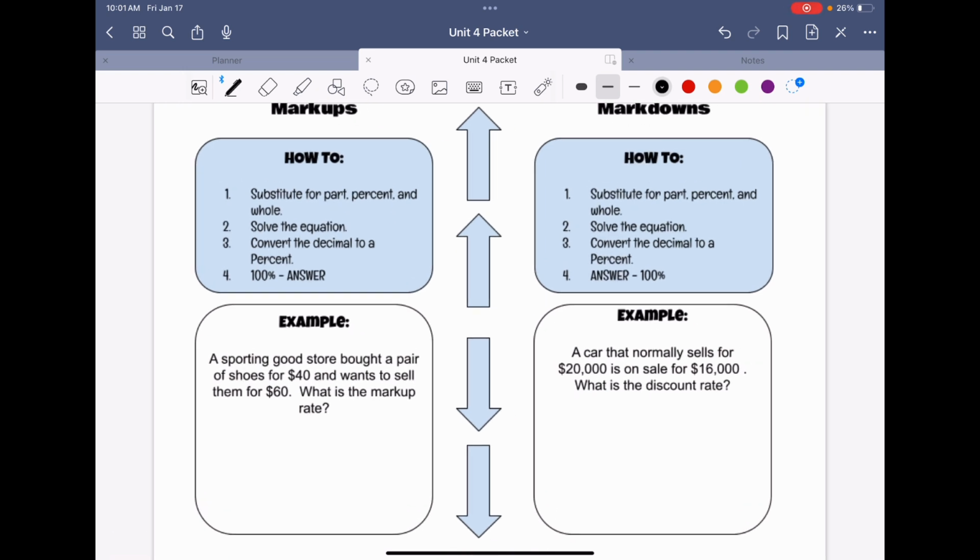So for markup, the first thing we need to do is substitute in for our part, percent, and whole. We're going to solve the equation, convert the decimal to a percent, and subtract from 100%. So this is just like when we were finding the percent increase and finding the percent decrease. There are 3 total steps that we need to have here, okay? I mean, it adds one because it talks about substituting, but we should already be automatically starting with that.